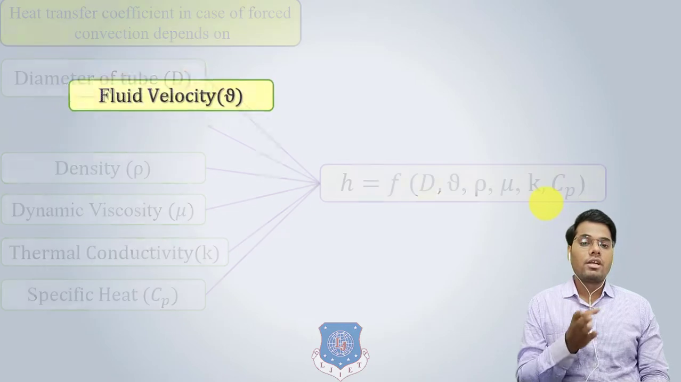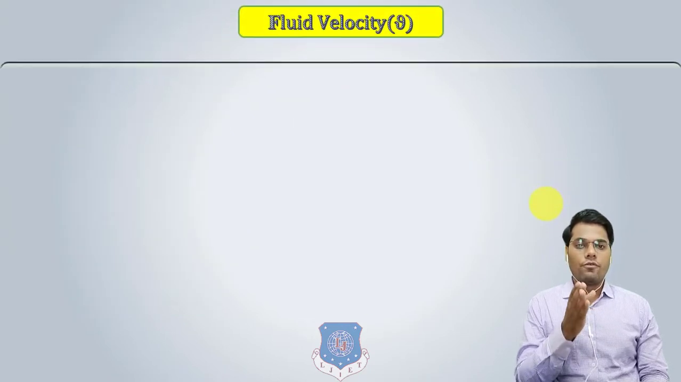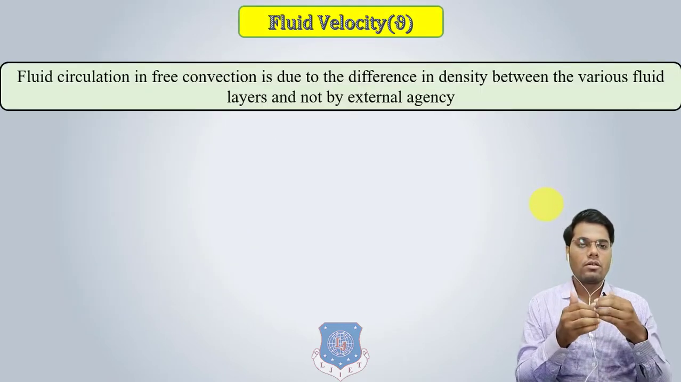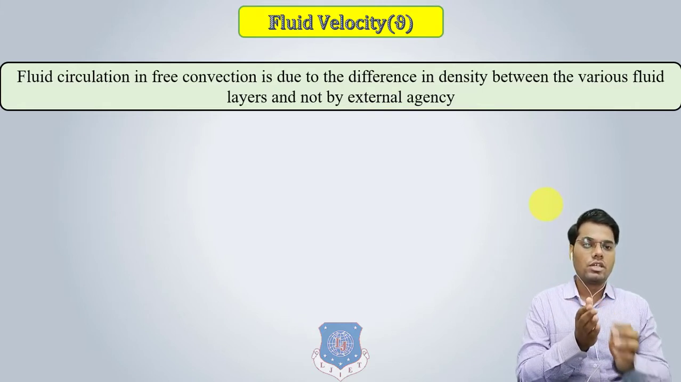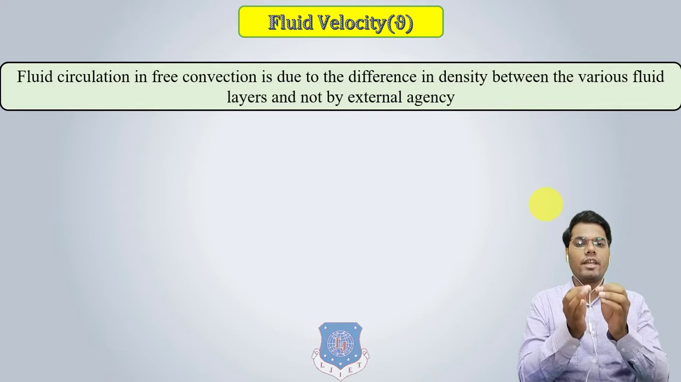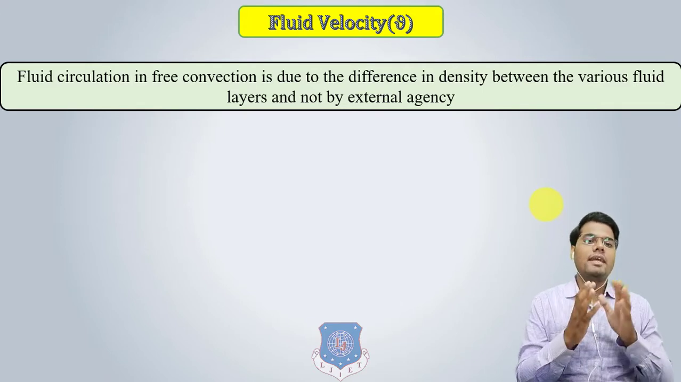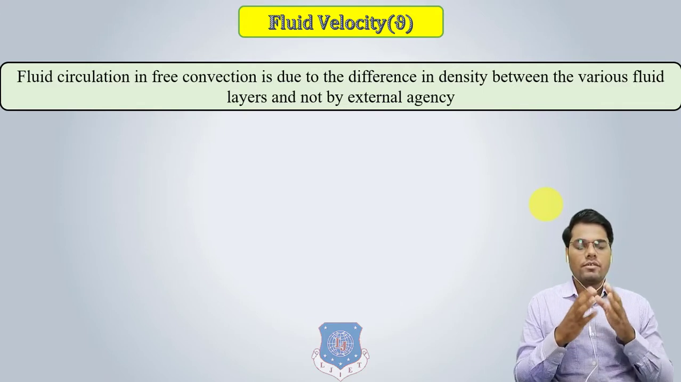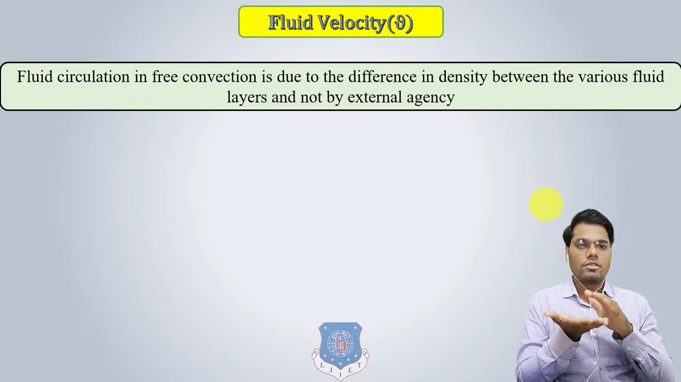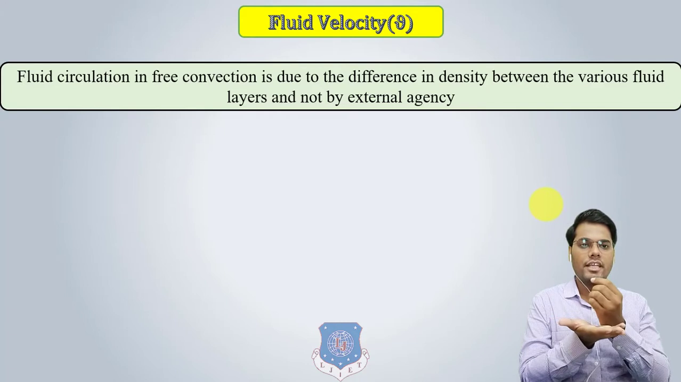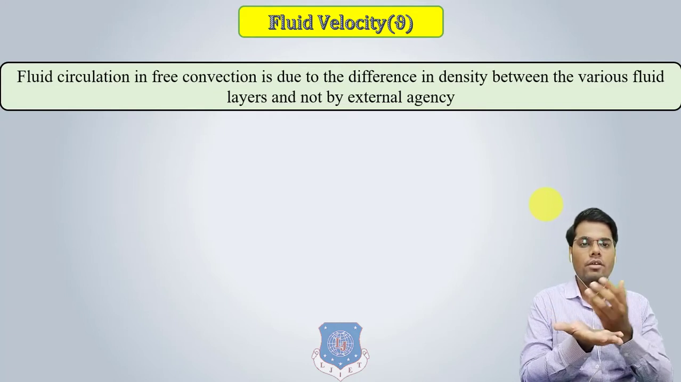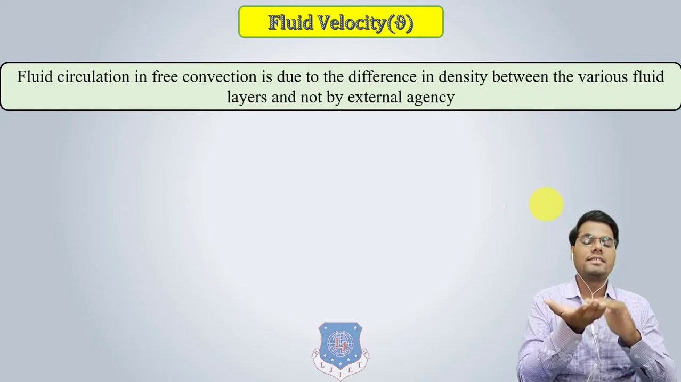Now in free convection, the only difference is the fluid velocity. Whatever fluid circulation there is in free convection is due to the difference in density between the various fluid layers and not due to an external agency. We have seen that in natural or free convection, whatever flow or motion of the fluid takes place is due to the buoyancy effect, which is generated by the temperature difference, or we can say the density difference.